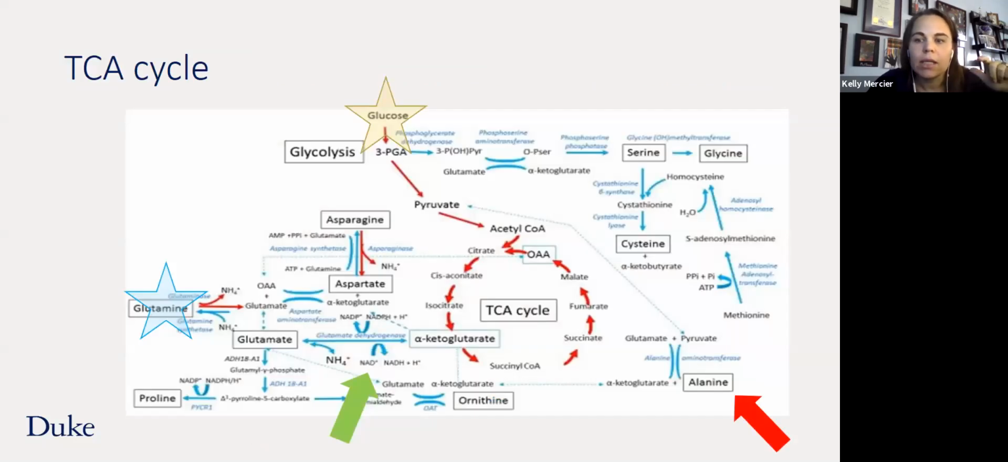So I have highlighted the glucose and the glutamine on the TCA and glycolysis pathway. And then also, to remind you, we are keeping track of alanine and NAD from our previous data and from our hypothesis.